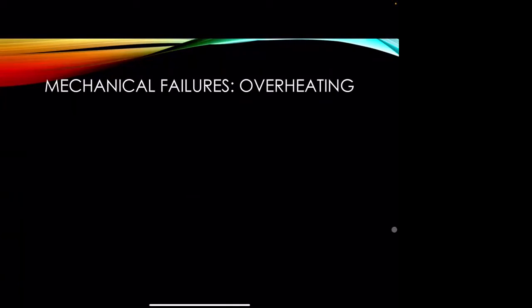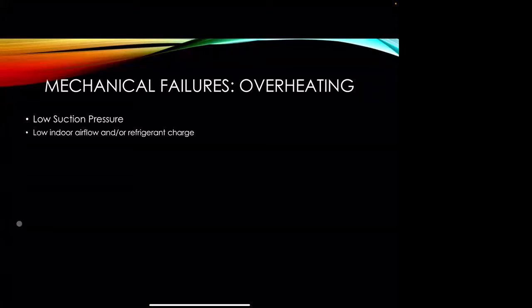Some other mechanical failures. Overheating. What causes overheating? If we have low suction pressure. Low suction pressure can come from a couple things. Low indoor airflow. It can come from a low refrigerant charge.